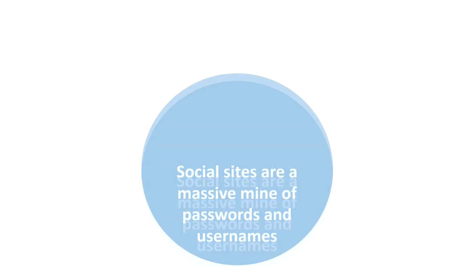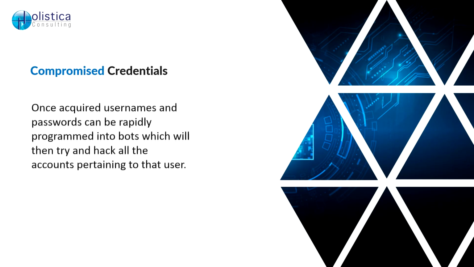And hackers know that those same passwords and usernames, once they're stolen, can be used to carry out a whole range of damage. Once acquired, they can be rapidly programmed into bots, and those bots will then try to hack all other accounts pertaining to that user with those passwords and usernames. So suddenly, all accounts, from your online bank account to your Amazon shopping account to an airline portal, can be rapidly tested once they have your username and password. And it's done very, very quickly.